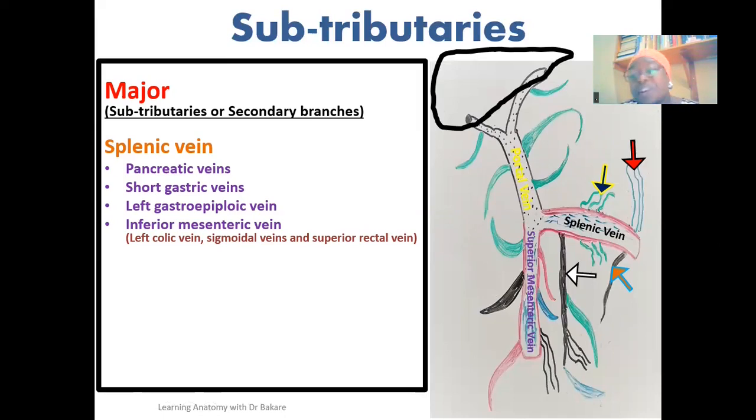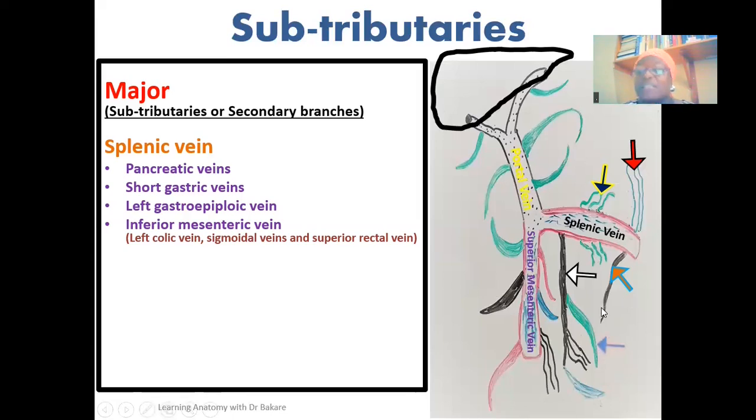So for the inferior mesenteric vein, because it drains different regions or organs that are formed from the hindgut, we should expect that it would have its own sub-tributaries or secondary branches that will be draining into it. So the first one is the left colic vein.